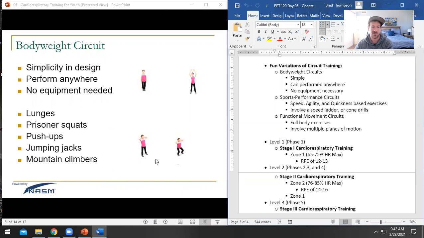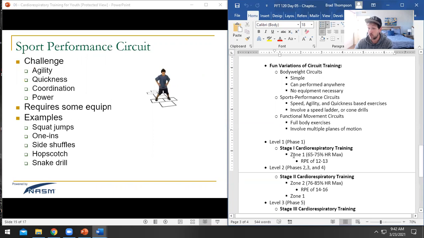So that is our classic bodyweight circuit. Then we have a sports performance circuit. It's a little bit different, right? This is going to be stuff that challenges your speed, your agility, your quickness. Gets a little reactive training in there, develops a little bit of coordination, right? Generally, this requires a little bit of equipment, but nothing fancy. This is actually what we're going to do in the park in a week, on Tuesday when we get together.